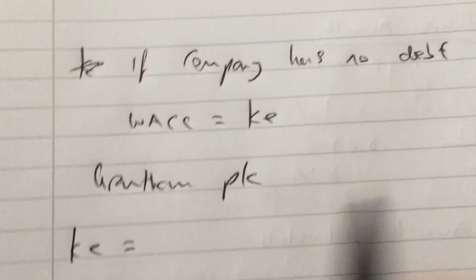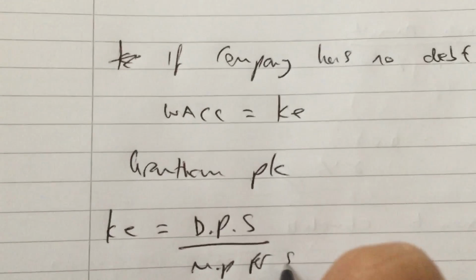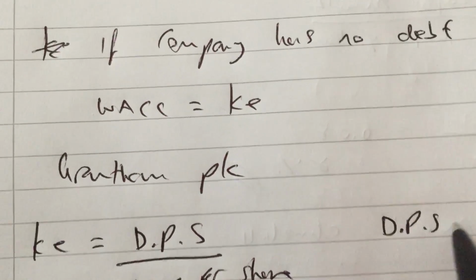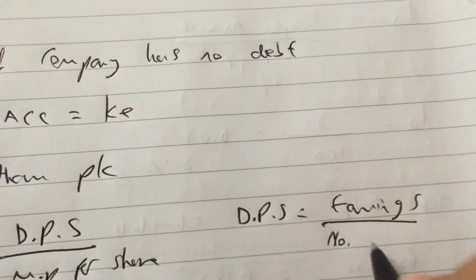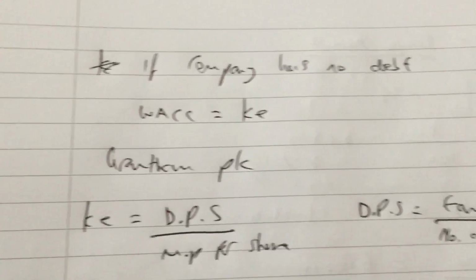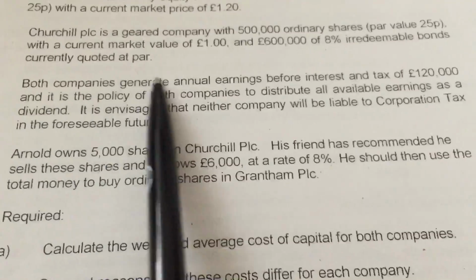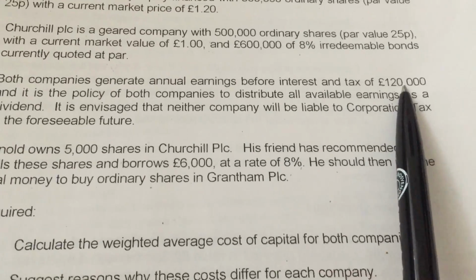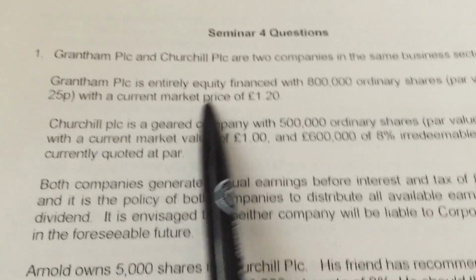And again, our cost of equity equals dividends per share divided by market price per share. And our dividends per share equals earnings divided by number of shares. So for Grantham PLC, our dividends per share equals our earnings. And we know both companies generate annual earnings before interest and tax of 120,000. We have no debt, so we don't have to take anything away from the 120,000. So 120,000 divided by number of shares. Grantham is entirely equity financed, 800,000 ordinary shares.